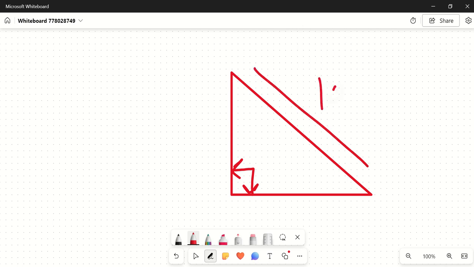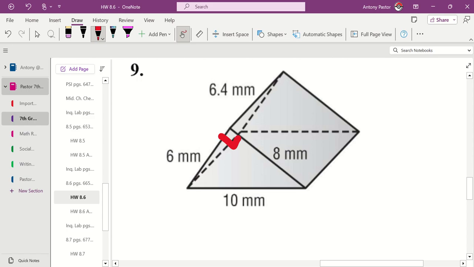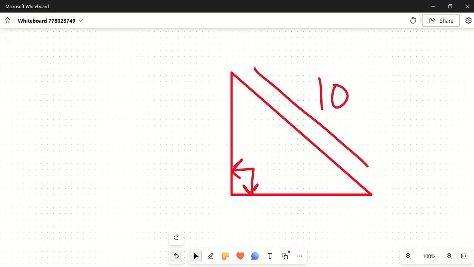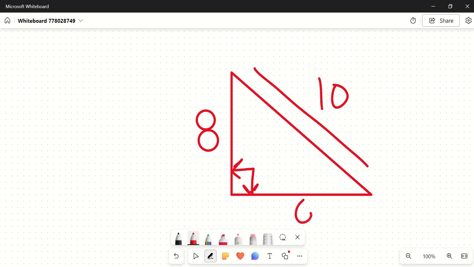In this case, if I were to redraw this, this would be 10. Why does it keep doing that? So, yep. Then the height would be 8. And the base would be 6. Okay, so if I were to move this again, that right angle indicates which 2 are relevant. That 10 is not relevant right now. It will be relevant later.